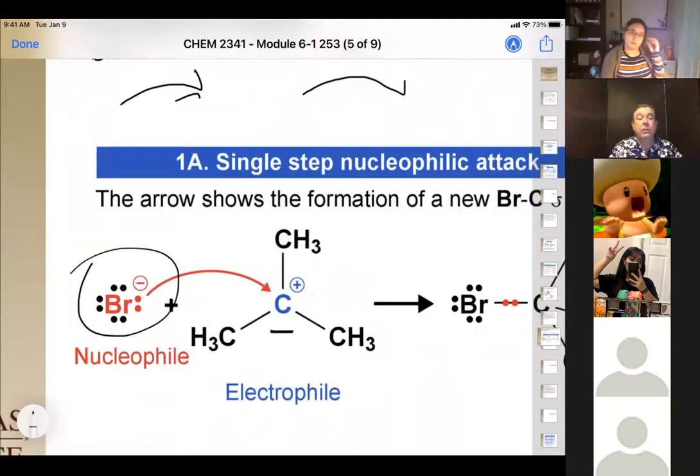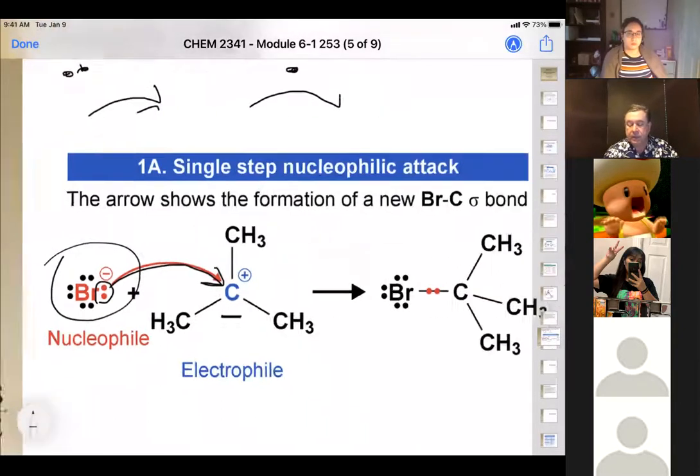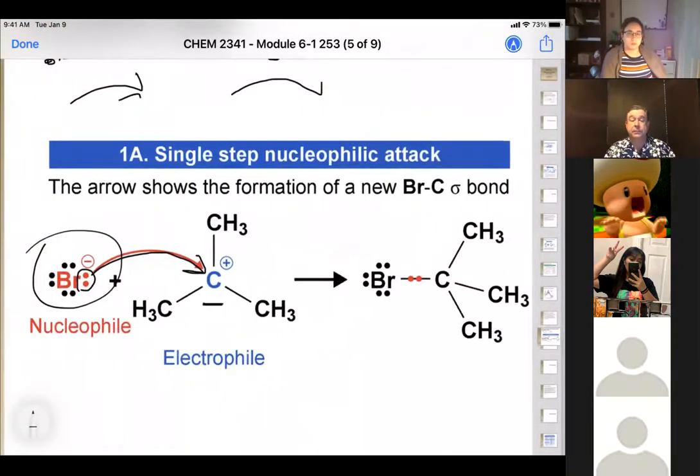Okay, so what's going to happen? We're going to react that nucleophile with that electrophile to form a new sigma bond. Okay, where do the electrons come from? The electrons are always going to come from the nucleophile. So in this case, we're going to take the lone pair off of this bromine with a negative charge. We're going to take both electrons and form a new sigma bond to give us our new species. Okay. So this is what we call a single-step nucleophilic attack. We already have 2 charged species, and we're going to a neutral species by generating that new sigma bond.